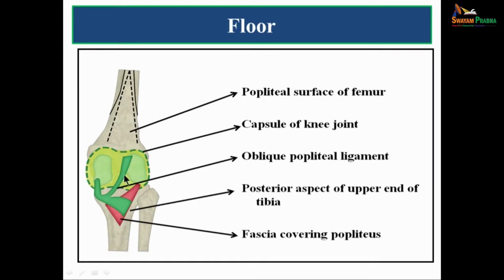We have another ligament that is called the oblique popliteal ligament. Then we have the posterior aspect of the upper end of the tibia, and this muscle is the popliteus muscle, and we have a fascia covering this popliteus. So, these are the structures which are forming the floor, namely popliteal surface of femur, capsule of knee joint, oblique popliteal ligament, posterior aspect of upper end of tibia, and the fascia covering the popliteus.